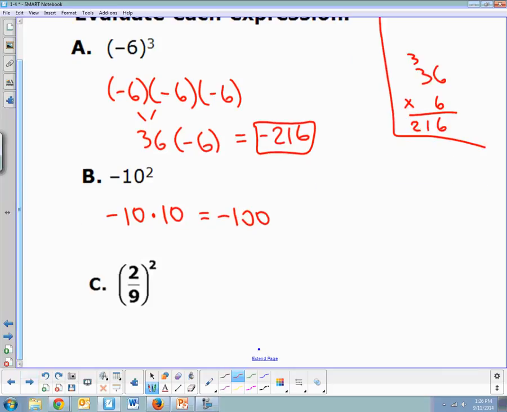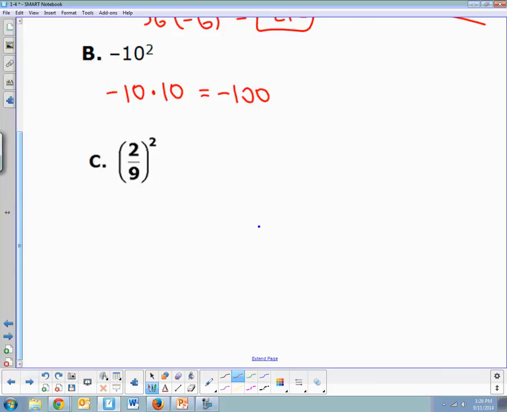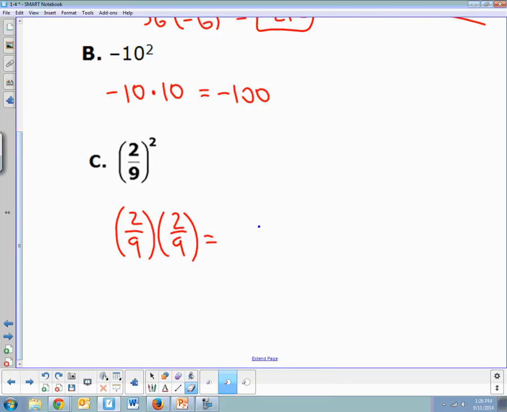Last one here, fractions. Fractions look mean. They look hard. It's, oh my gosh, 2 ninths squared. What do I do? If we expand it, 2 ninths times 2 ninths. Well, we've done multiplying with fractions already this year.